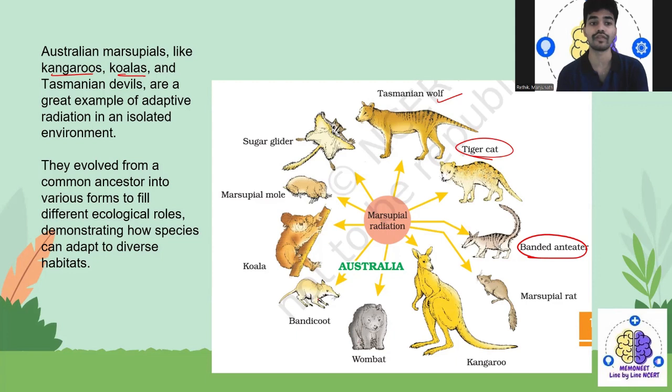What type of adaptation do they show here? They are a great example of adaptive radiation in an isolated environment. Isolated in the sense that it is only a specific environment, and they got adapted to that environment. They evolved from common ancestors, but still they took various forms just to fit into different environmental conditions or ecological roles. This demonstrates how species can adapt to diverse habitats.